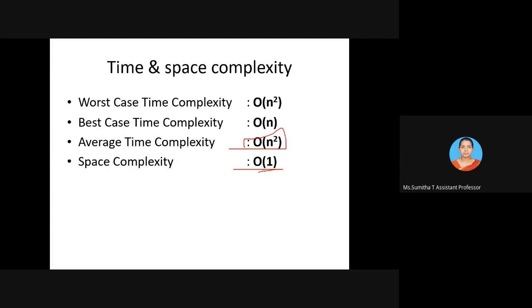If the particular list is in sorted order, then it is order of n. But generally, we can say that the time complexity is order of n squared only. We are not taking the best case, we just compare and take the average case. So for the selection sort, the time complexity is nothing but order of n squared, and the space complexity is order of 1.